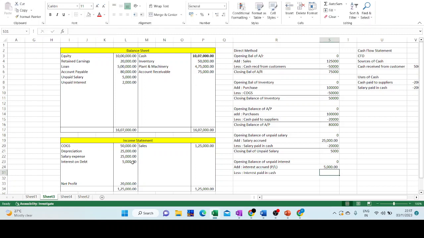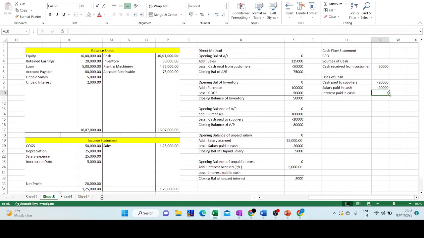We don't know that. We need to solve for this, right? And if you add interest accrued and deduct interest paid in cash, you get the closing balance of unpaid interest, which is how much? 2,000. So interest paid in cash is how much, guys? 3,000. Interest paid in cash.